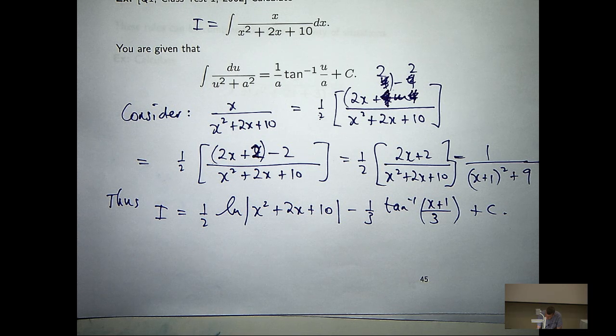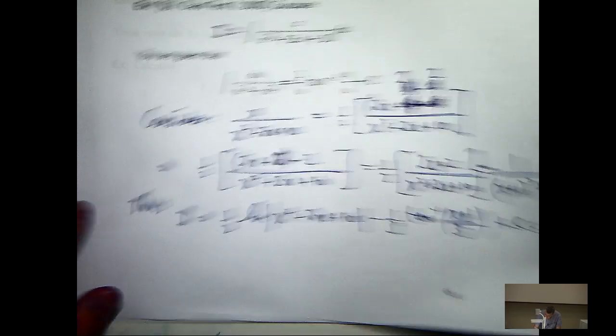Yes? We need the absolute value sign because x squared plus 2x plus 10 is greater than or equal to 1. No, I think the absolute value signs are okay. You can't keep them and be wrong. Okay? Yeah. Good. That's a good question. All right.